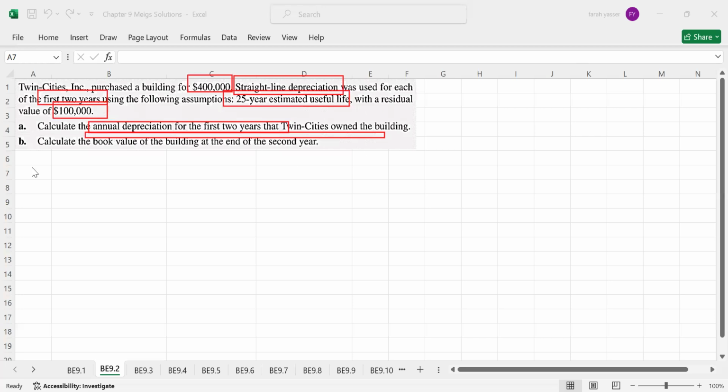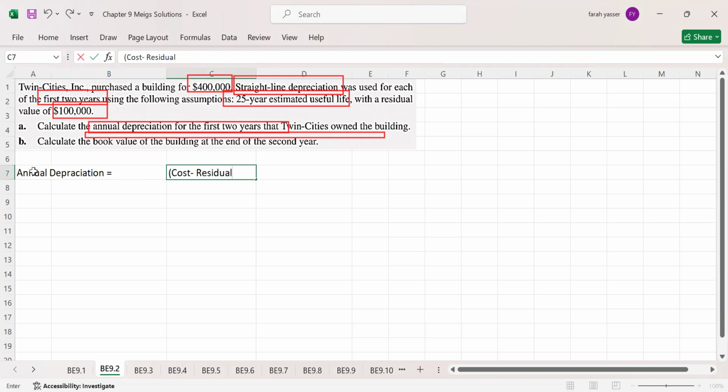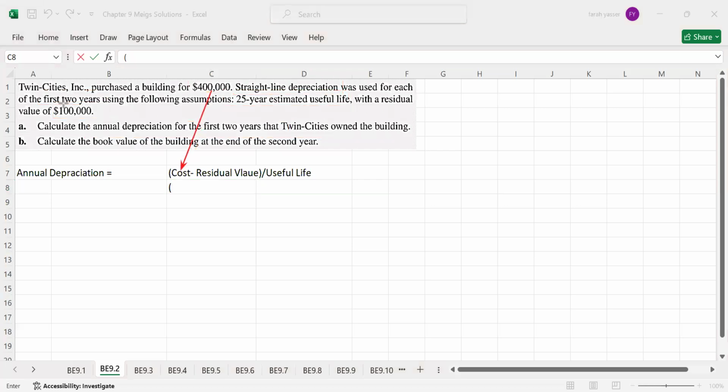So first of all, annual depreciation can be calculated by the formula: cost minus residual value, divided by useful life. So in this case, we have 4 lakh or $400,000 cost. We can check the cost is given, the residual value is given, and the useful life is given. So we can calculate yearly depreciation.